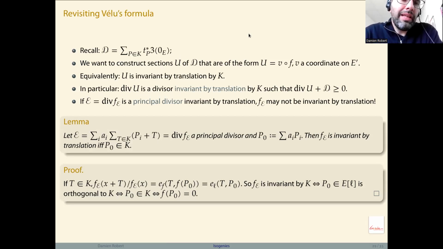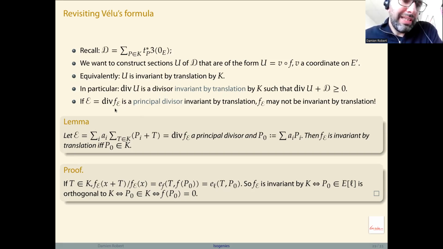So before I go to higher dimension, I want to revisit Velu's formula a bit. Recall that our divisor D is this one. It's a translate under K of 3 0_E. And what you want to do is to construct sections big U of D that are of the form V circ F. So equivalently, you want to construct sections of the divisor which are invariant by translation. If U is invariant by translation, its divisor is also invariant by translation. And so we might want to construct U by constructing a principal divisor invariant by translation, but you need to be careful: if you take a principal divisor invariant by translation, in general the corresponding function is not invariant by translation. So that's a caveat. We can have a principal divisor invariant by translation, but the function itself is not invariant by translation.